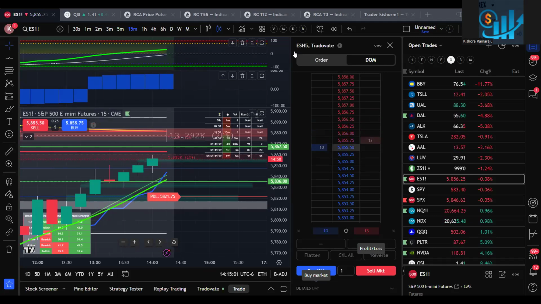NQ is looking around 20,800 today. You don't need real-time data in NinjaTrader for props to take automated trades.